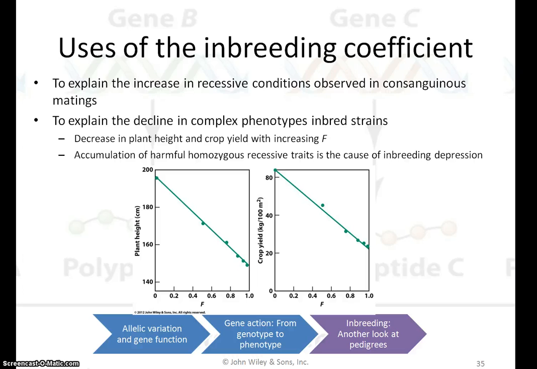Secondly, we can use it to help explain the decline in vigor, essentially, in inbred strains. So essentially what you're looking at here is plant height for an inbred strain, crop yield for an inbred strain. Essentially, as the inbreeding coefficient increases, you find that the crop yield declines and the plant height declines. So what this allows us to conclude is that the accumulation of maybe harmful, maybe not harmful, but essentially the accumulation of homozygous recessive traits is the cause of this inbreeding depression that we see in these inbred lines.